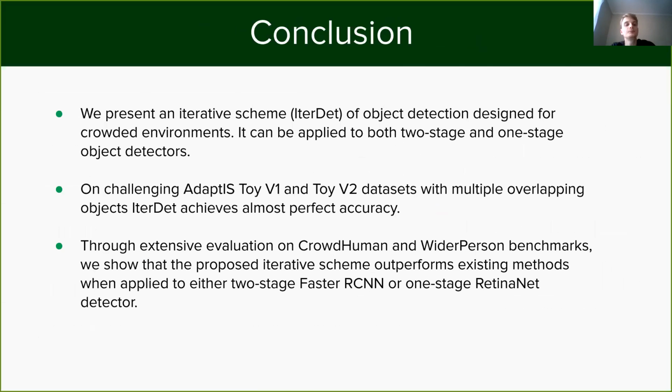So, as a conclusion, we present an iterative scheme of object detection designed for crowded environments. It can be applied to both one-stage and two-stage object detectors. On challenging Adaptive Toy V1 and V2 datasets with multiple overlapping objects, IterDet achieves almost perfect accuracy. Through extensive evaluation on CrowdHuman and WiderPerson benchmarks, we show that the proposed iterative scheme outperforms existing methods when applied to either a two-stage or one-stage detector.